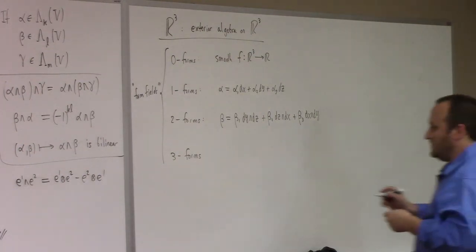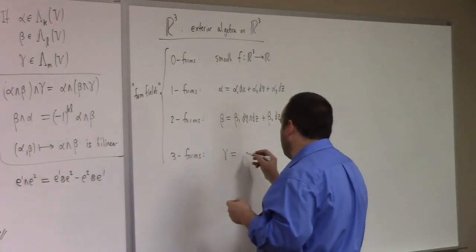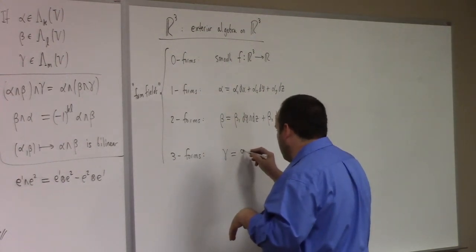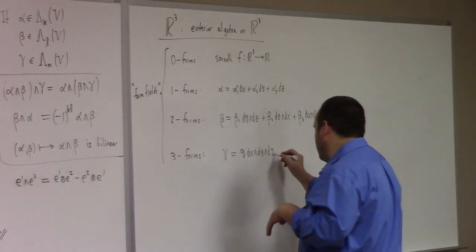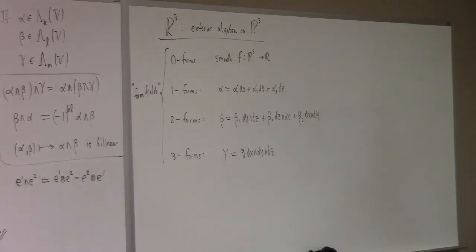Now, 3 forms, there's just one of them. Well, there's a lot of them, but up to a scalar multiple by a function it's something like g dx wedge dy wedge dz. This is also called a volume form. So you've got 1 forms, 2 forms, a volume form, and 0 forms. This is the name of the game. These are what's there. And that's it.